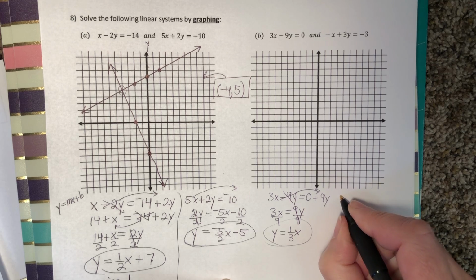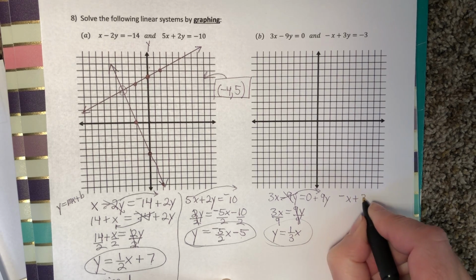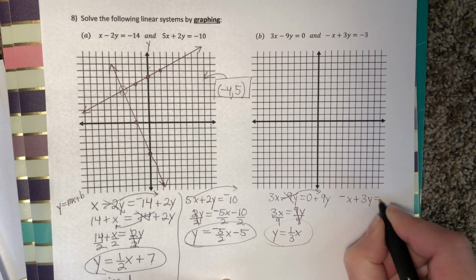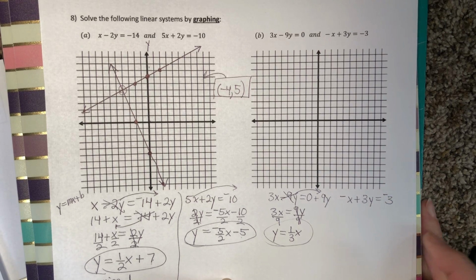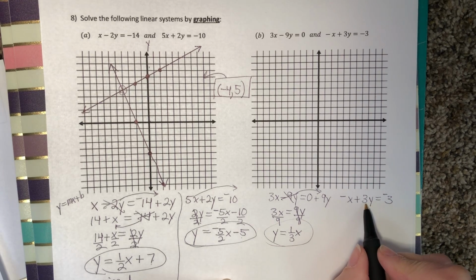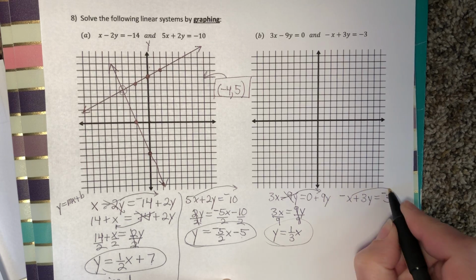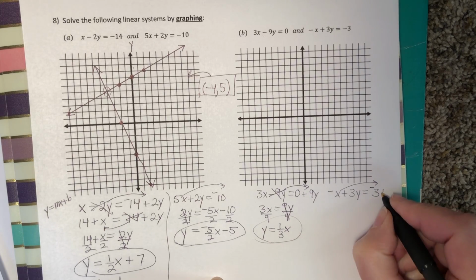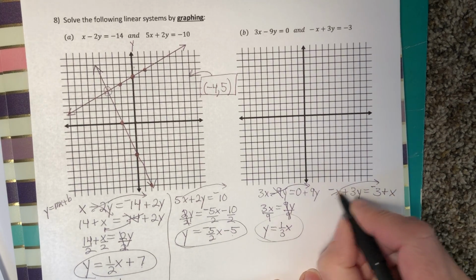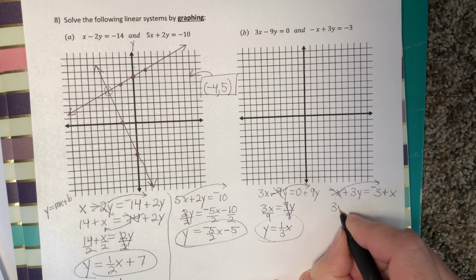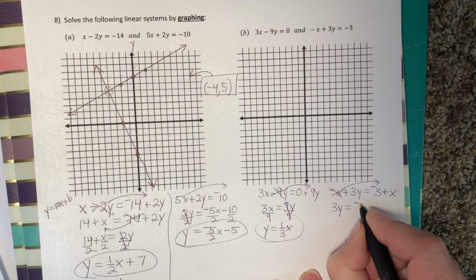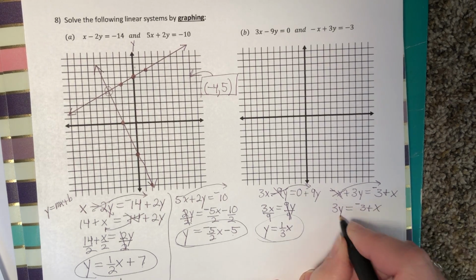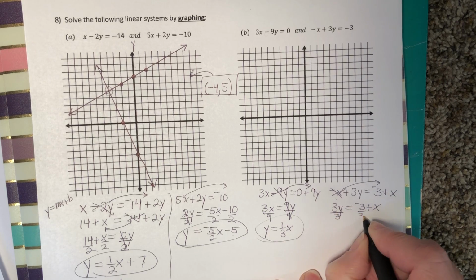Second line, negative x plus 3y equals negative 3. Now the y term is positive, so I'm not going to move it. Instead, I'm going to move the negative x to the right, becomes plus x. And then I get 3y equals negative 3 plus x. Divide everything by 3.